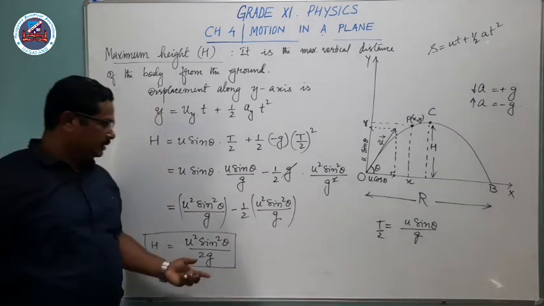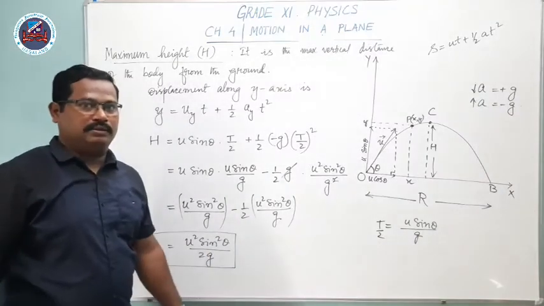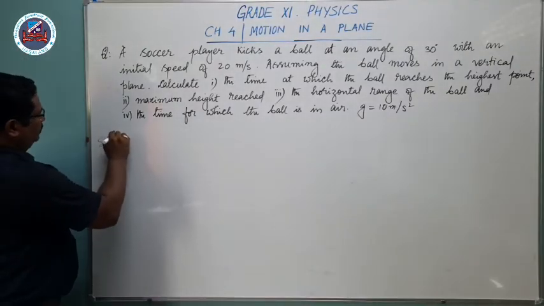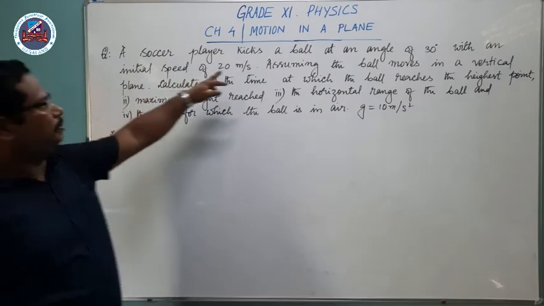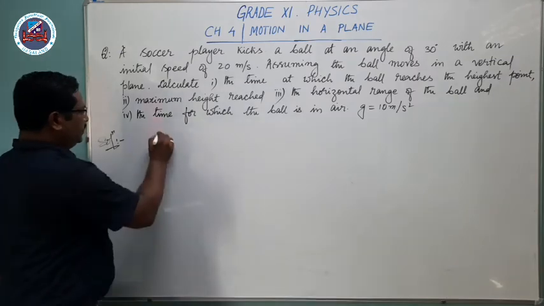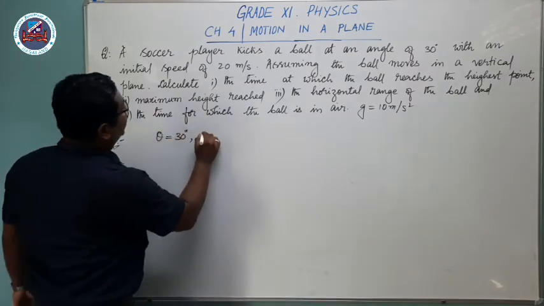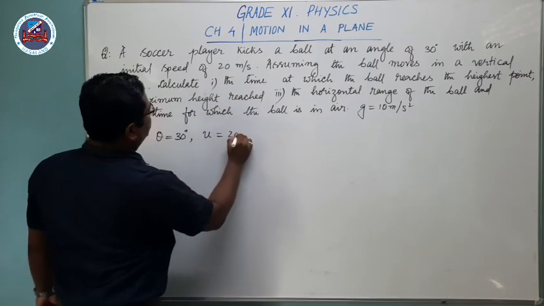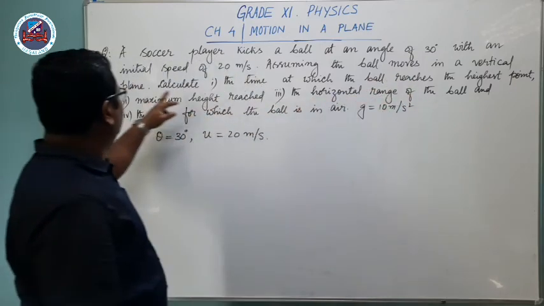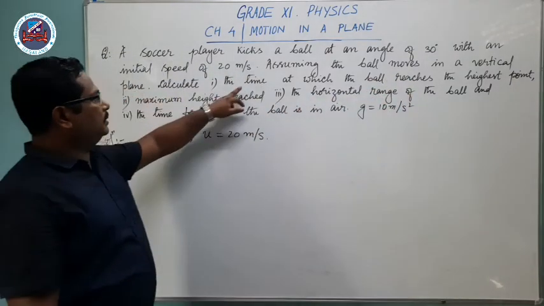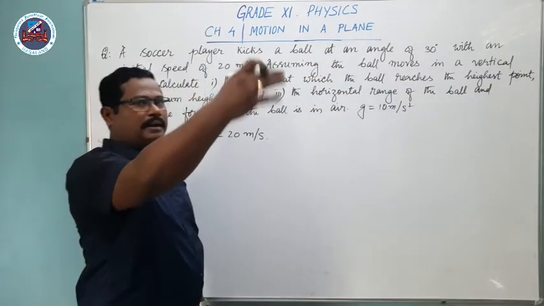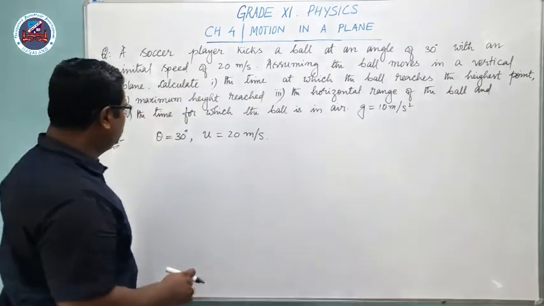So let us do one numerical and see using these formulas how you can calculate it. So here is one question for solving using the equations that we have derived. A soccer player kicks a ball at an angle of 30 degrees with an initial speed of 20 meters per second. The angle is given as 30 degrees and initial speed is given as 20 meters per second. Assuming the ball moves in a vertical plane, calculate the time at which the ball reaches the highest point. They are not asking the total time of flight, half the flight, that's t by 2.